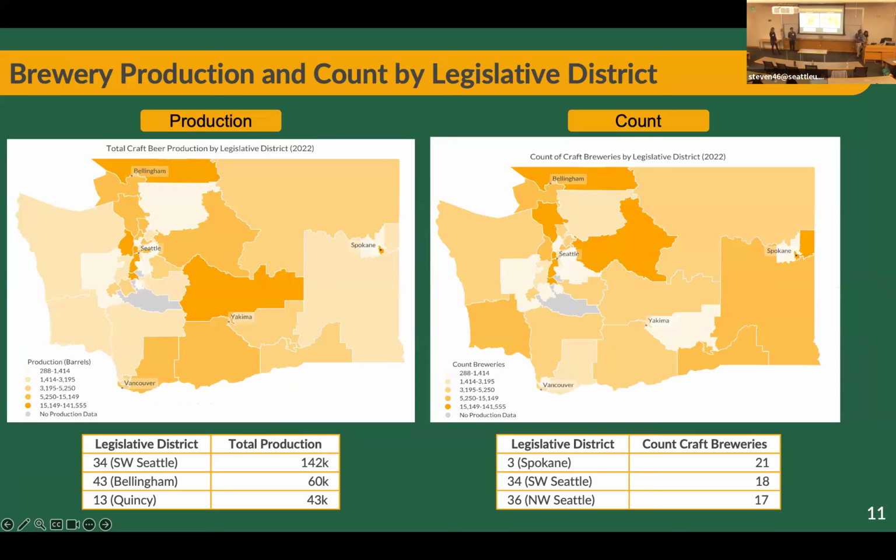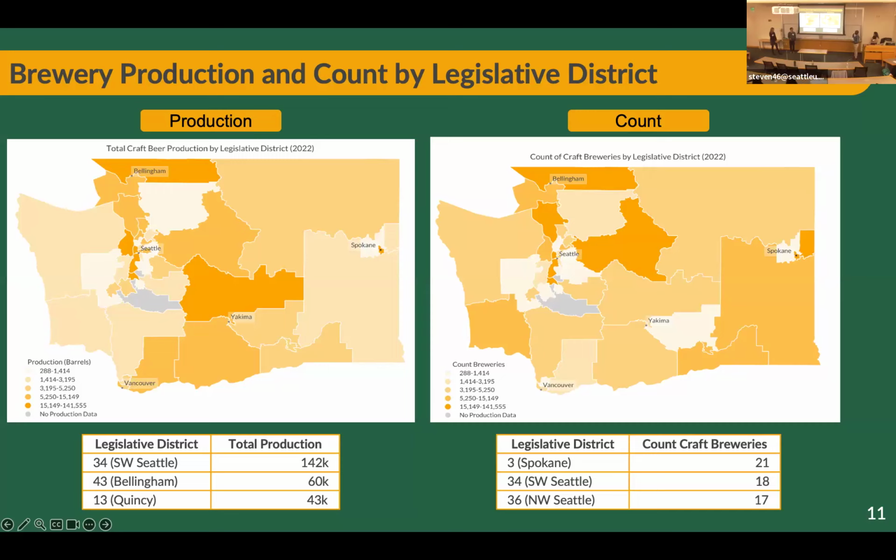Thank you, Hanisha. So Washington has 49 legislative districts, and the production by legislative district map here shows that the leader is legislative district 34, which mainly covers Southwest Seattle, at 142K. It's also good to know that this is the legislative district that is home to Georgetown Brewing, which is the largest producer of beer in the state.